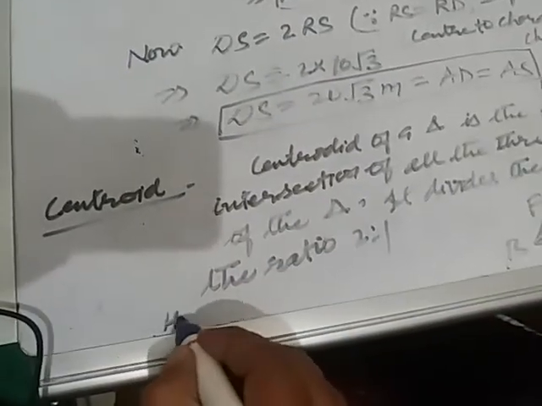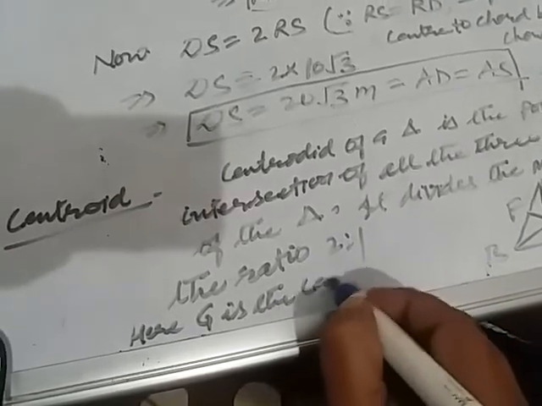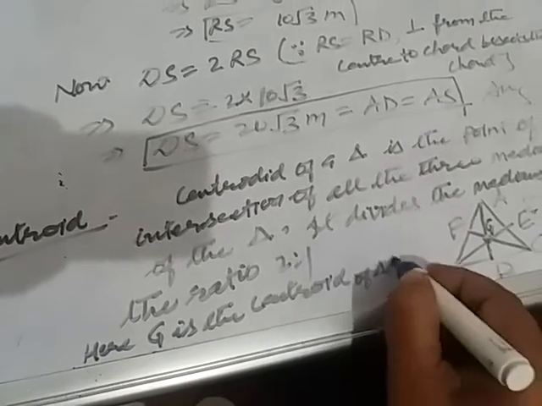Here G is the centroid of triangle ABC, and AD, BE and CF are the medians. Okay children? And one more concept is there in an equilateral triangle. When an equilateral triangle is inside its circumcircle, the centroid G and the center of the circle O coincide with each other.